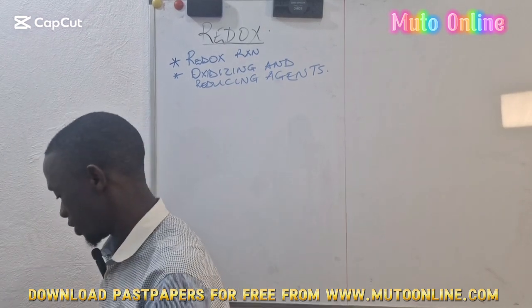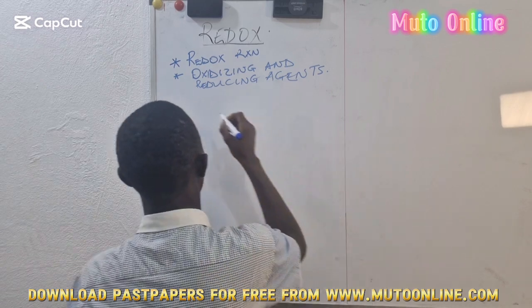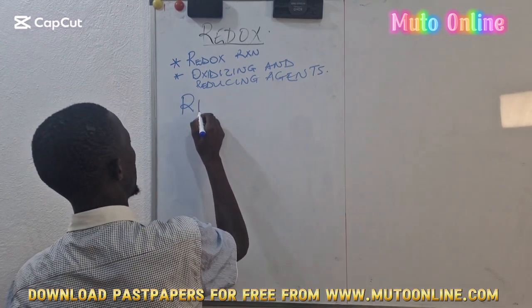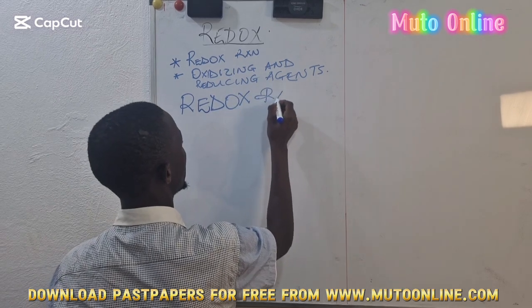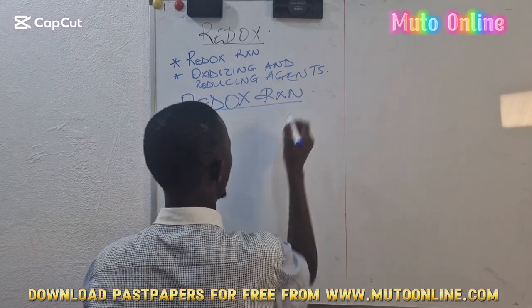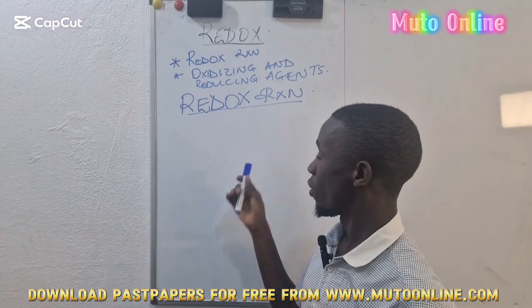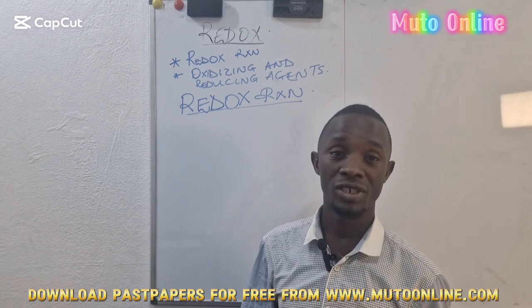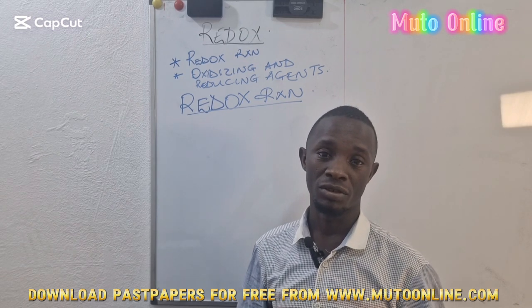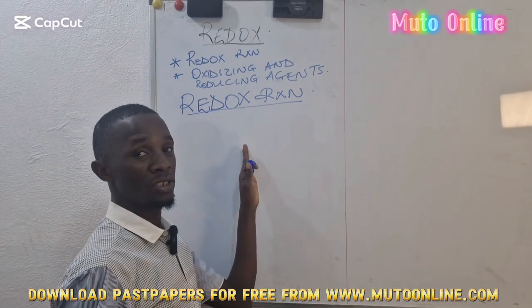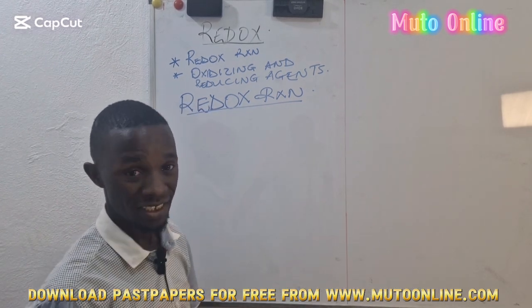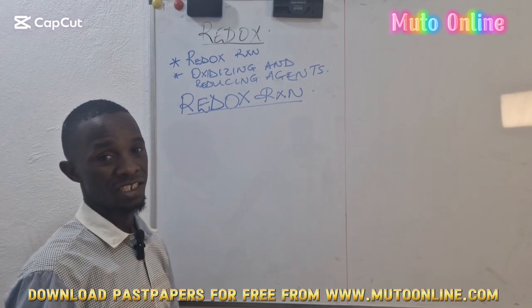To cut the story short, we last time defined what a redox reaction is. We defined it and we said that it is any reaction where oxidation and reduction reactions occur simultaneously within the same reaction. It is that reaction that consists of both oxidation and reduction reactions taking place simultaneously.